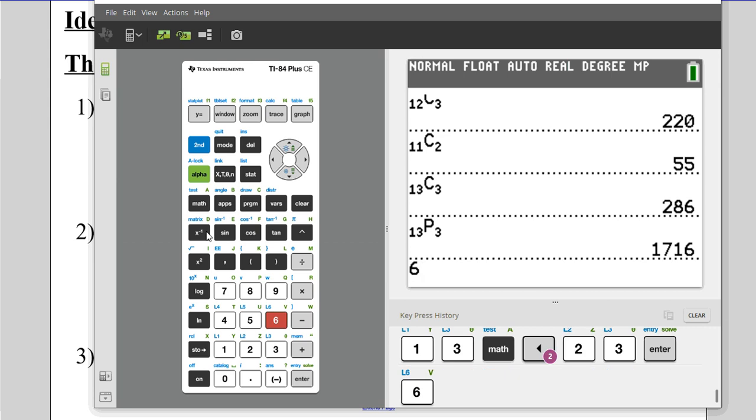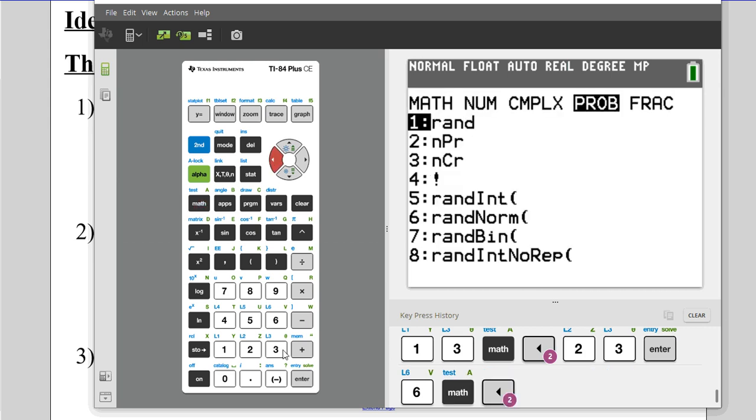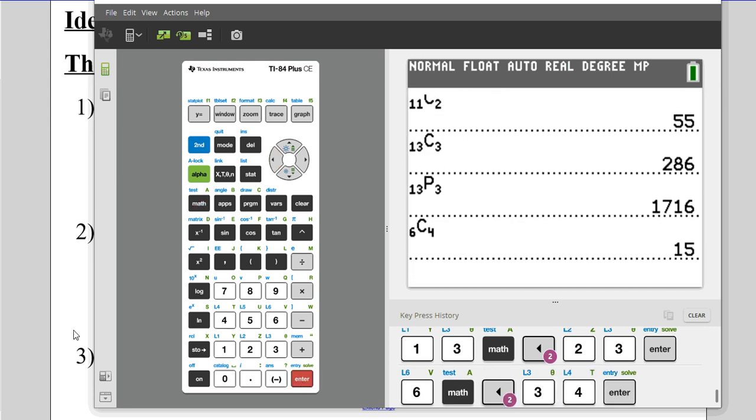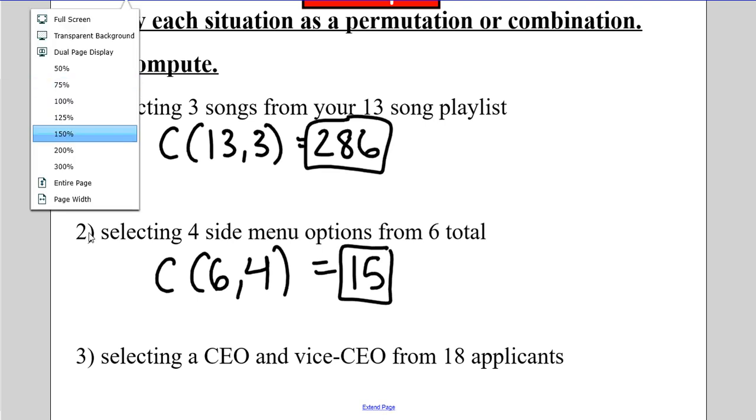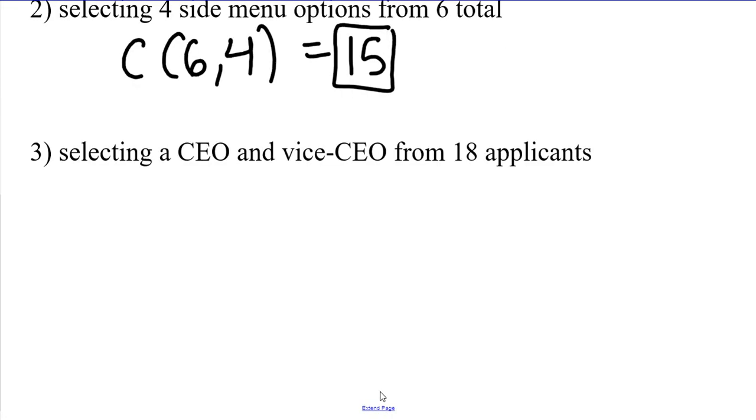So 6 choose 4 is going to be 15. There are 15 different combinations. The last one, there are 18 applicants for a CEO and vice CEO, so like president and vice president. Here, order is definitely important. The best applicant is probably going to be the CEO, and the second best applicant is going to be the vice CEO. Since order is important, this is a permutation.